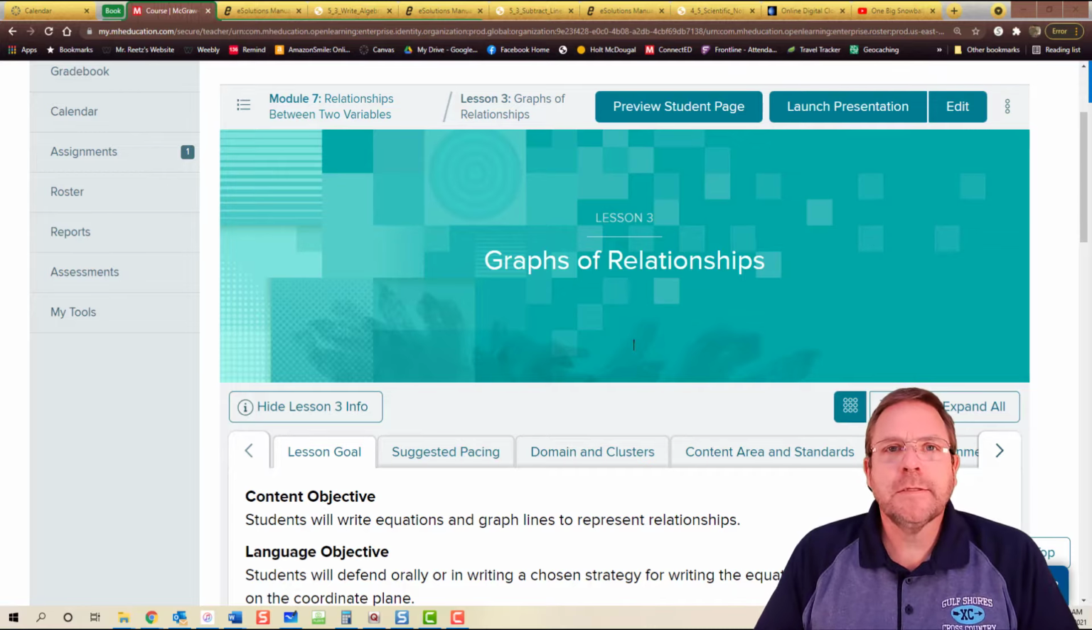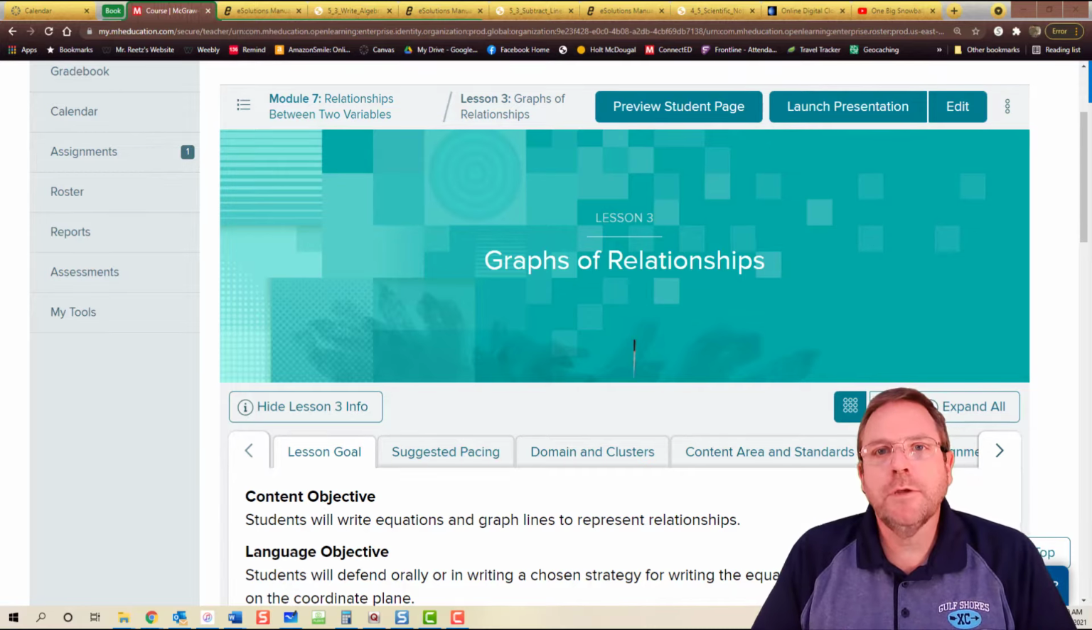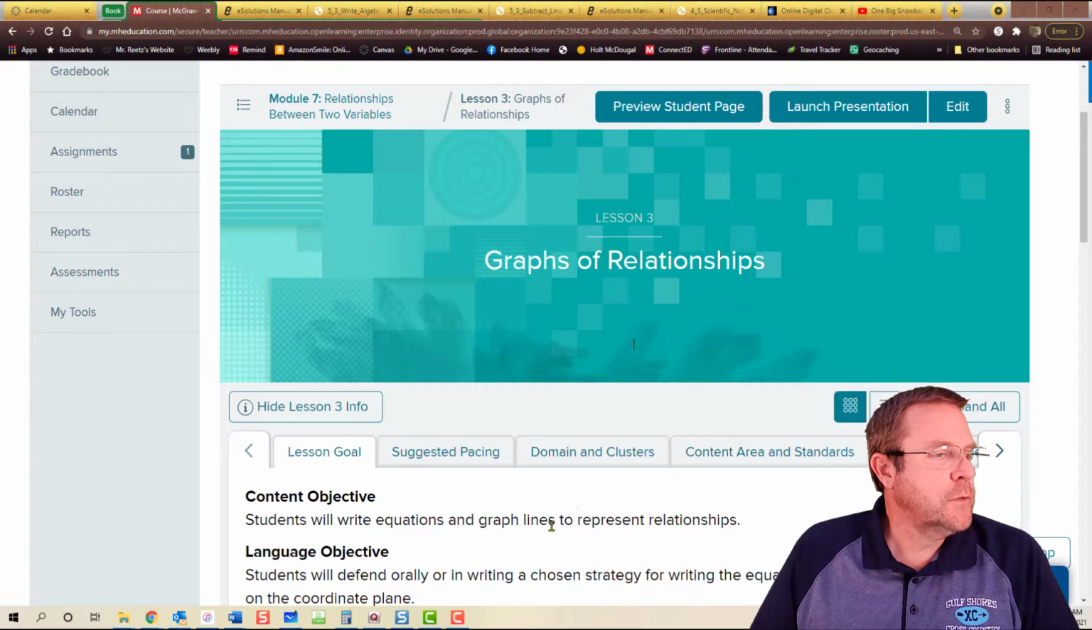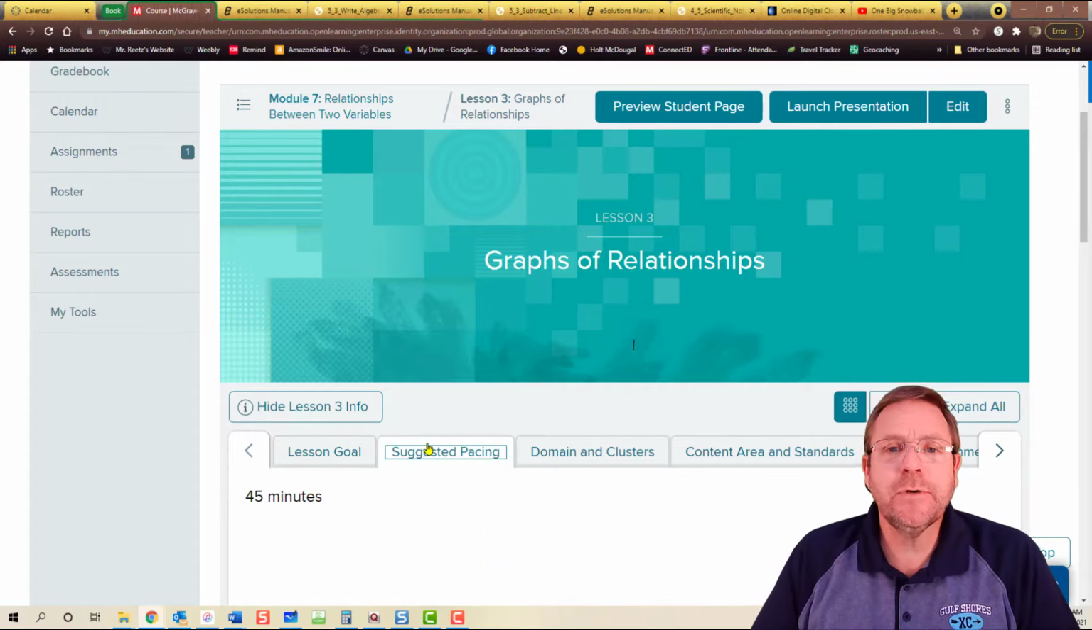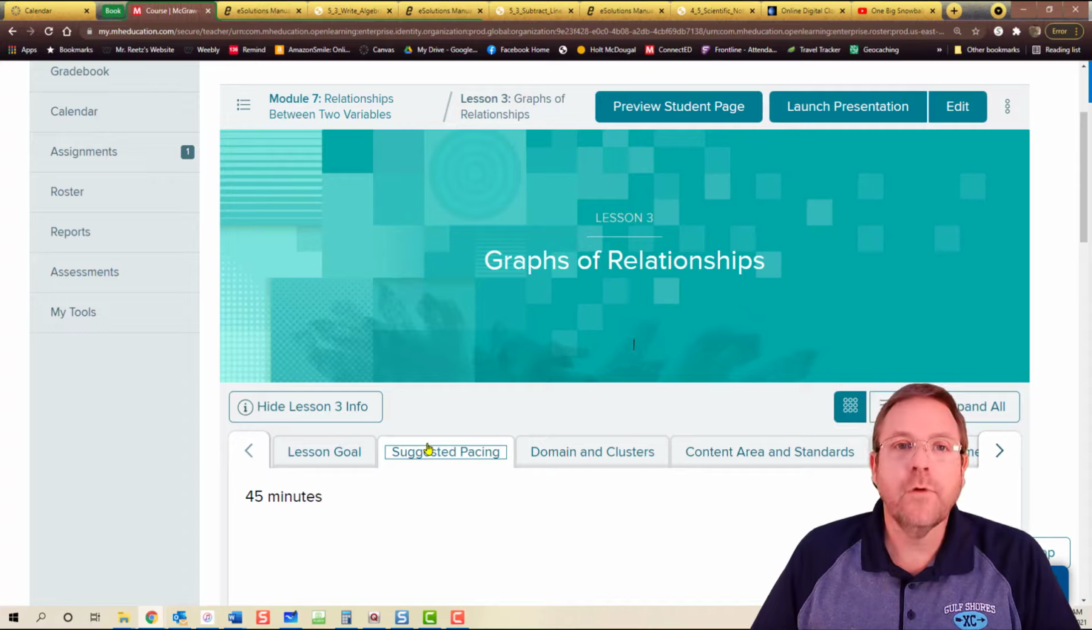Module 7, Lesson 3 covers graphs of relationships. The content objective says students will write equations and graph lines to represent the relationships, and the pacing guide says this one's going to be a single day lesson. Shouldn't take long at all for us to get through it.